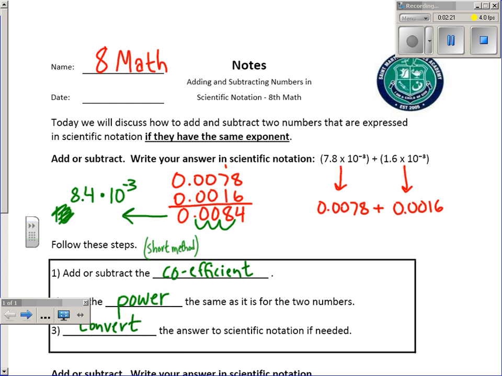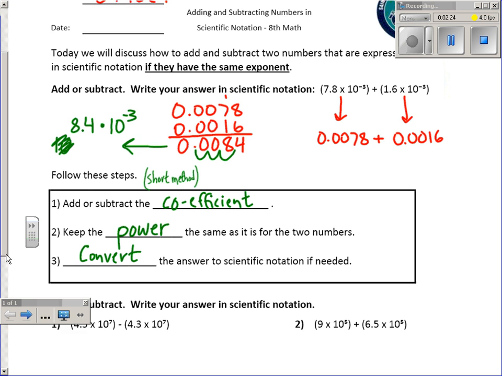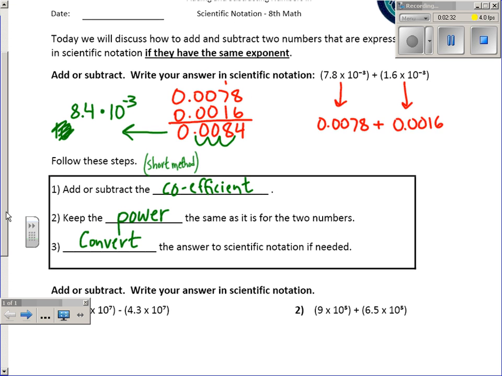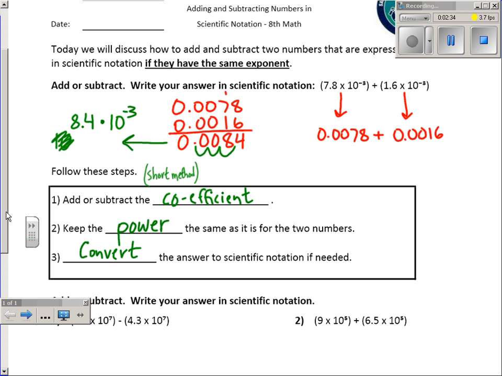The short method is going to involve 3 steps. Now, one important idea here is that in order for the short method to work, you have to have the same exponents. If you look at our example here, the exponents are both negative 3, and the numbers are written in scientific notation. When we add and subtract, the short method only works if that is the situation.